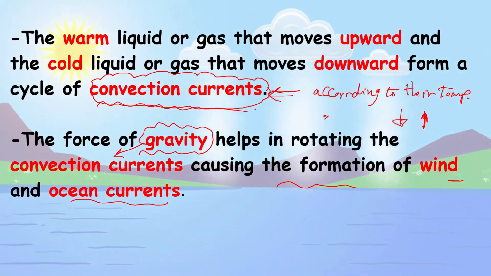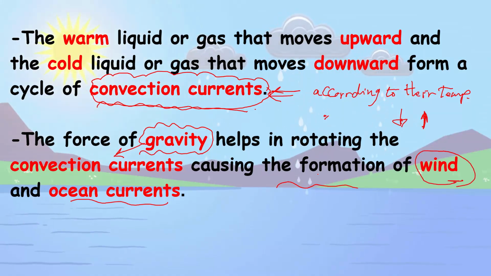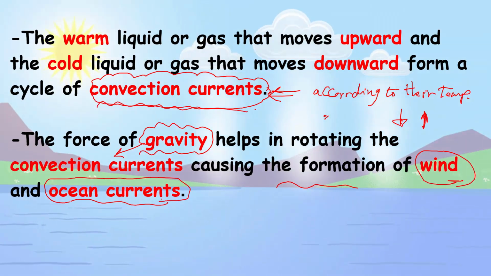So, when gravity affects the convection current, it forms what? Wind and ocean current. Let's ask one of you, what is the cause of formation of wind current? Someone help me. Yes, the effect of gravity on the convection current. Someone answer, what is meant by convection current? Excellent. Warm liquid or gas moves upward, and cold liquid or gas moves downward.